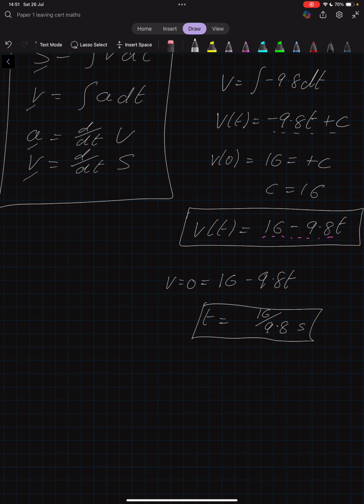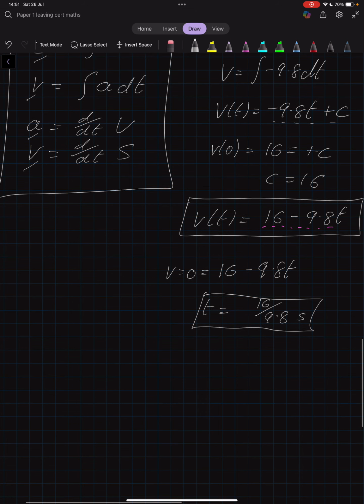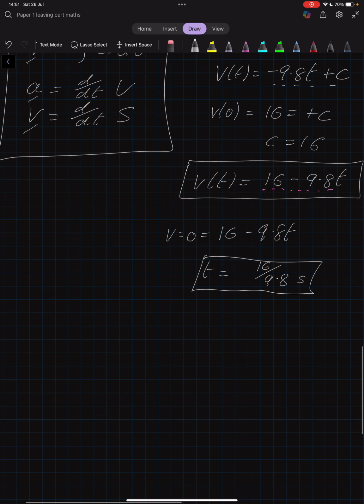The next thing it asks us is, find S of t, the displacement of the ball from the top of the cliff. So S is equal to the integral of v. So now if I integrate this, I'm going to get the integral of 16 minus 9.8t dt. Again, if I integrate 16, I get 16t. If I integrate t, I get t squared over 2. Remember, you add 1 to the power and divide by the new power. So now it's t squared, divided by 2, giving t squared over 2. Minus 9.8 divided by 2 is minus 4.9.